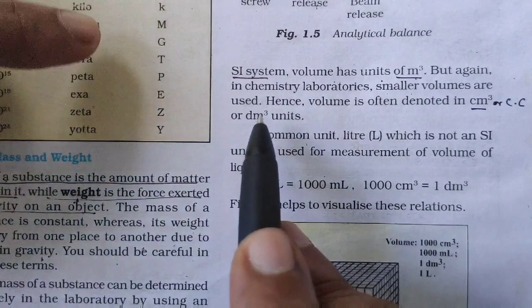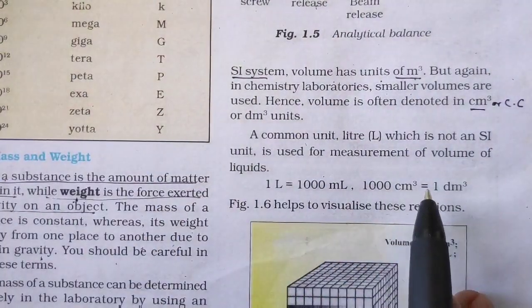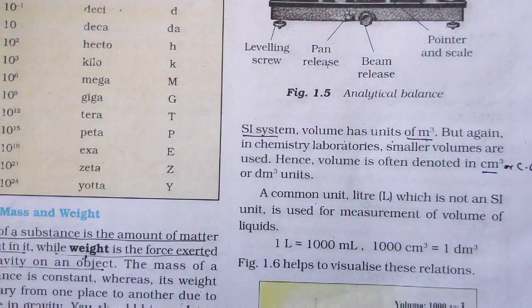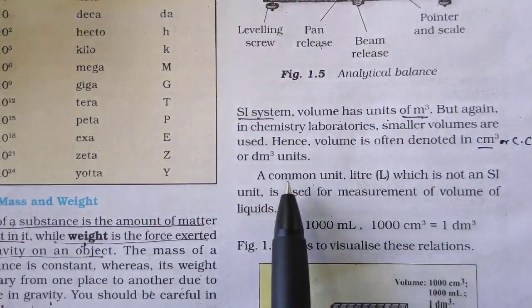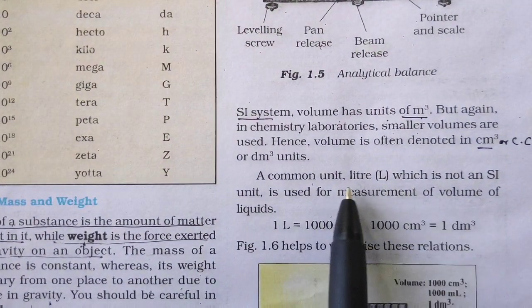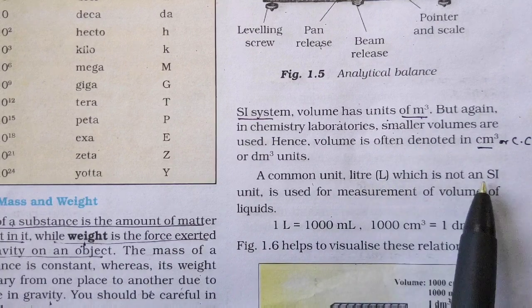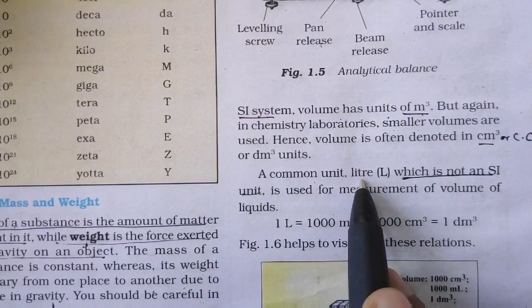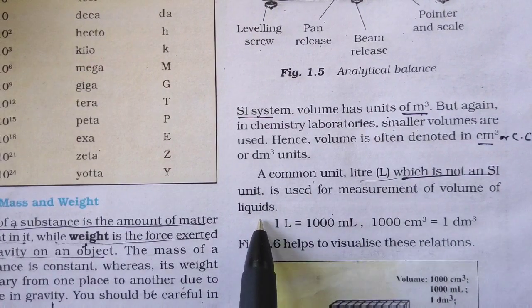We have seen this in our table. Understood? Here you can see d means deci. Then a common unit for volume is liter, which is not an SI unit. This you have to remember: liter is not an SI unit. It is used for measurement of volume of liquid.